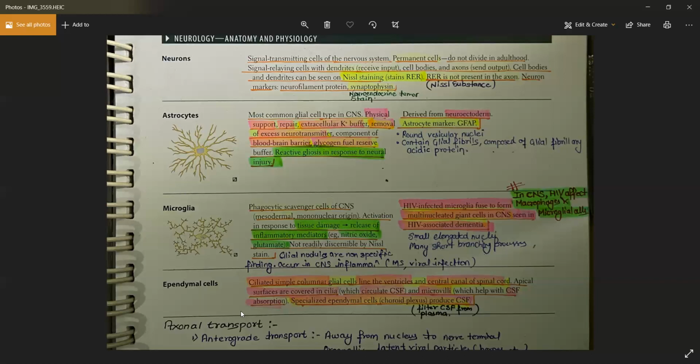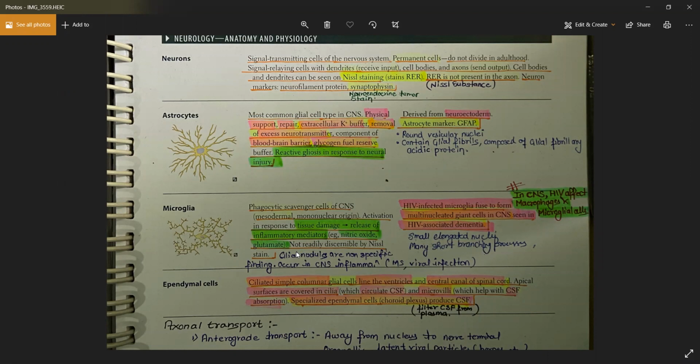Yes. And whenever they proliferate, they will form the glial nodules. Whenever the microglial cells are activated and start proliferating, causing inflammation, they will form the glial nodules. These are a non-specific finding which can happen with any CNS inflammation, like multiple sclerosis, viral infection, or encephalitis, not meningitis, but encephalitis, right?